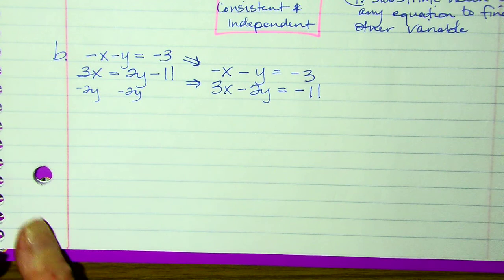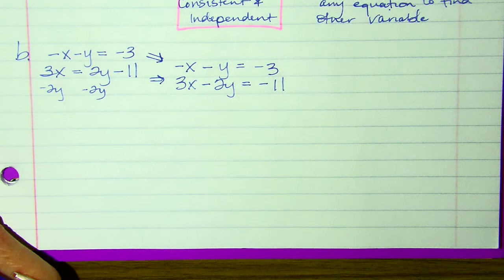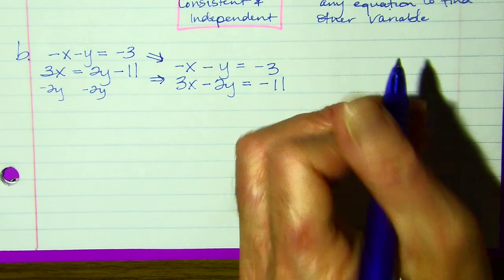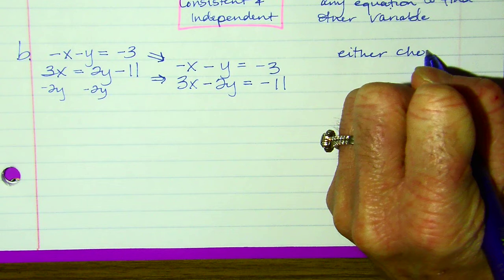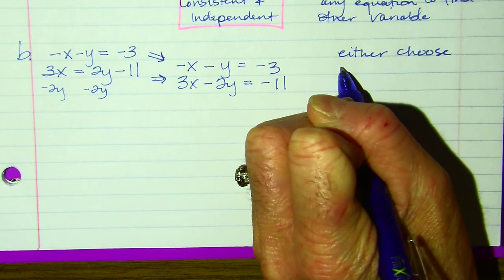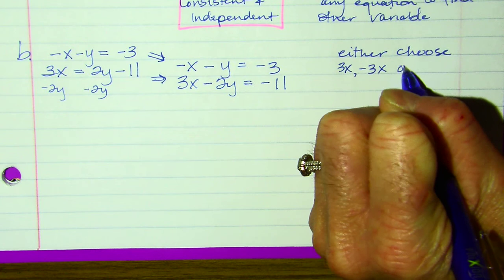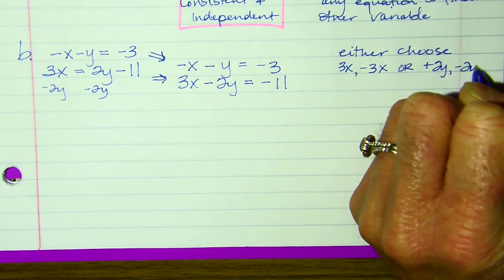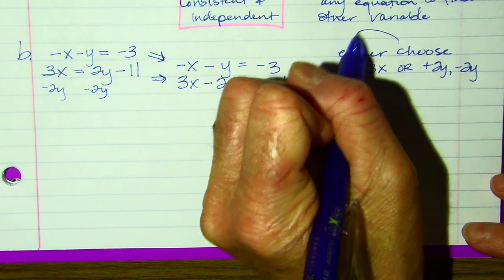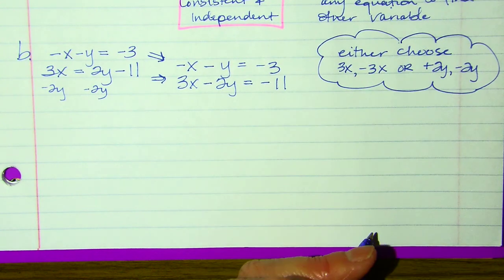So step 2 is I need to create a pair of opposite coefficients. And I do that by multiplying my equations. So I can either choose x and do 3x and a negative 3x, or I can choose y and get a positive 2y and a negative 2y. Doesn't matter which pair of variables you choose, you pick the one that you'd like to use. I'm going to do x.